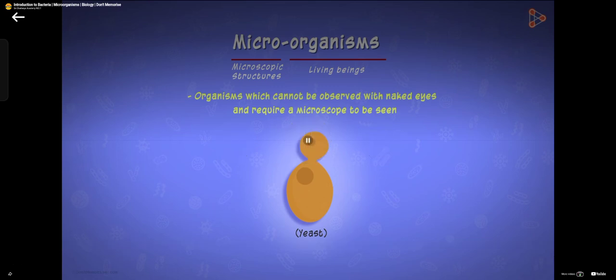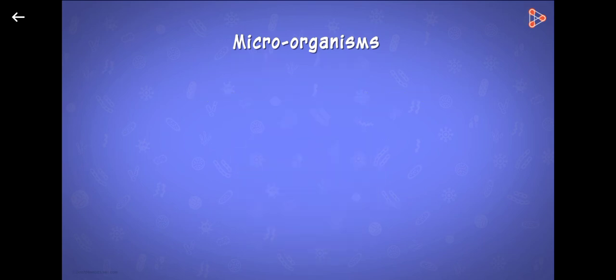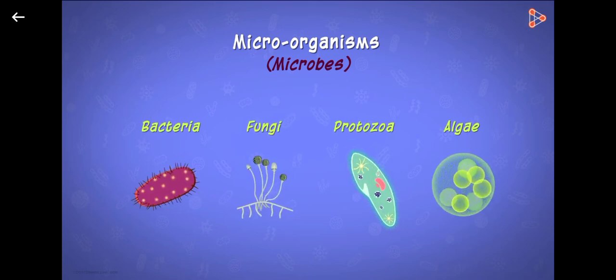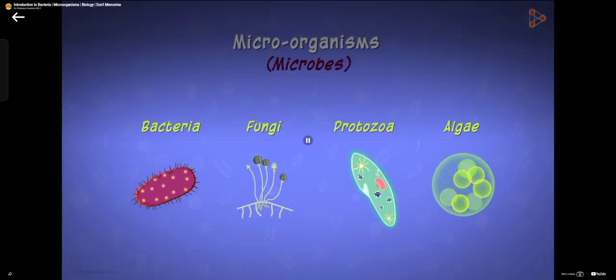These tiny creatures come in various shapes, forms and structures. For studying them, a proper categorization is really necessary. Thus, we classify these microorganisms, simply referred to as microbes, in 4 major classes: bacteria, fungi, protozoa and algae. Let's get introduced to each.